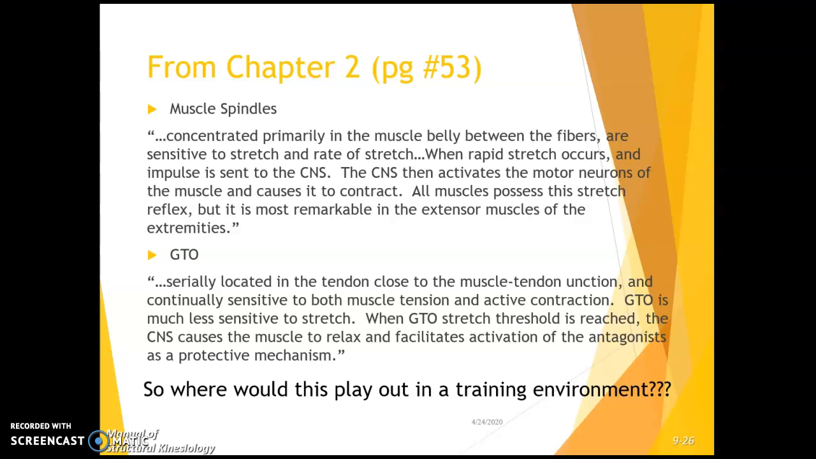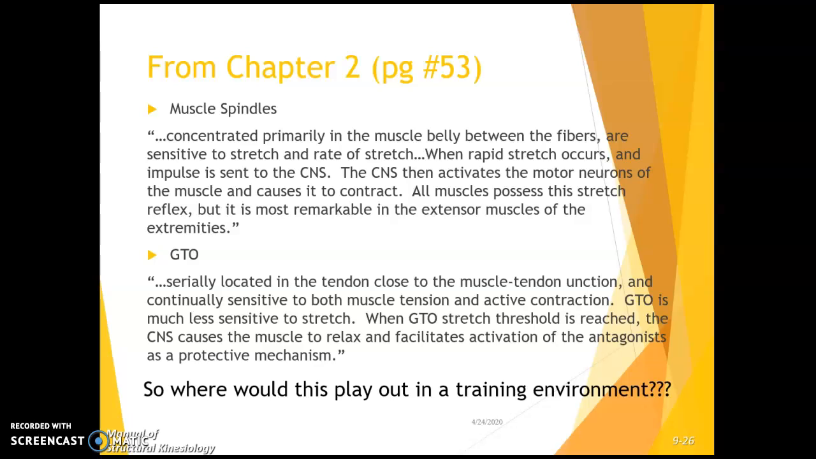Now, GTO, when you look at those in the tendons, they fire, not so much, but they send the impulse up to the central nervous system, and the impulse that comes back down causes the muscle to relax, and then they fire the antagonistic muscle group.